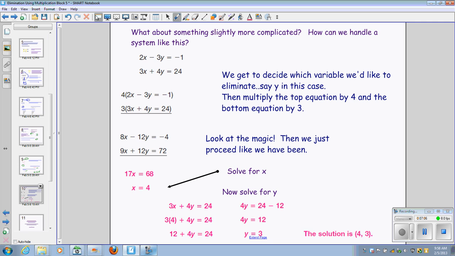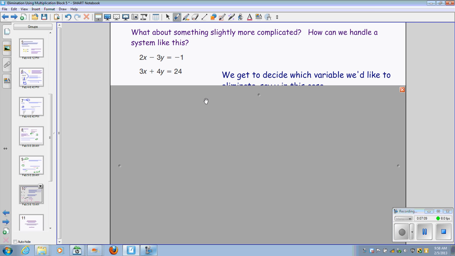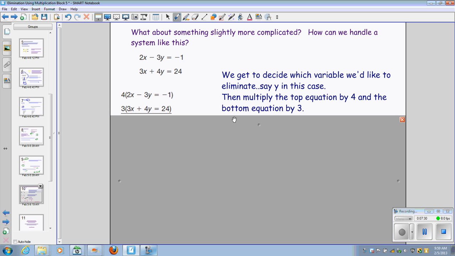What I would like you guys to do now is to try something slightly more complicated. Let's talk about this one. We have no coefficients that are the same. And what we're going to do here is decide which variable we'd like to eliminate. So I'm just going to say y. I'd like to eliminate y. How can I do this? What I'm going to do is, if I notice that I've got a 3 here and a 4 here, well, if I multiply the top equation by 4 and the bottom equation by 3, let's see what happens.